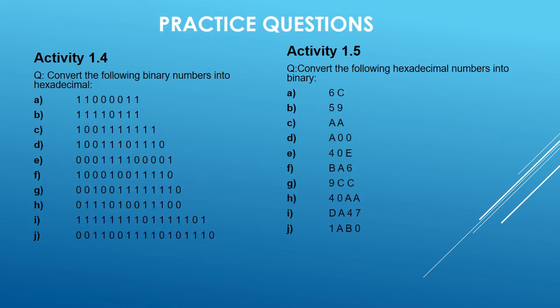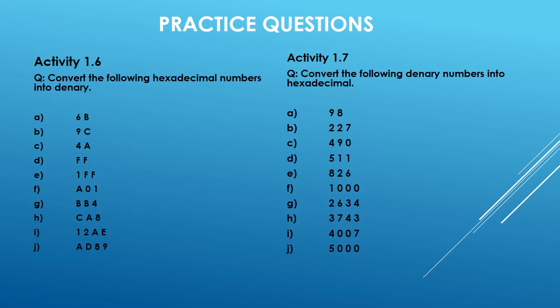Now there are a few practice questions given, activity 1.4 and activity 1.5, in which you are asked to convert the binary number into the hexadecimal number and the hexadecimal number into the equivalent binary. Activity 1.6 and activity 1.7 are given, in which you are asked to convert hexadecimal numbers into denary and denary numbers into hexadecimal numbers. So these are the practice questions. I hope you will practice them by using the slide, and you can take help from your book.